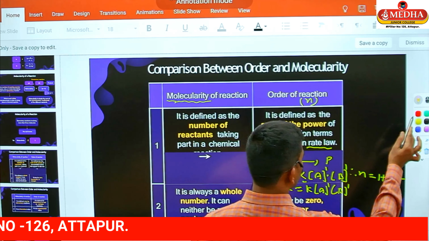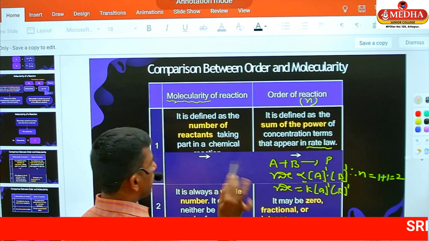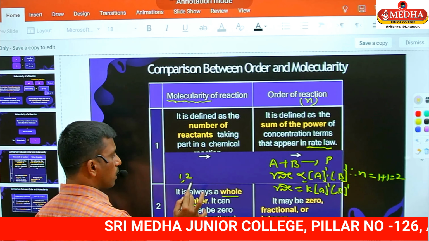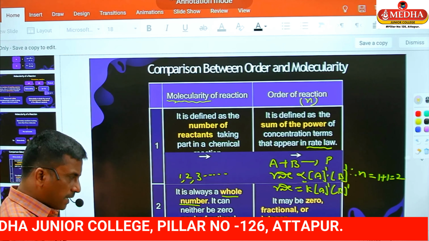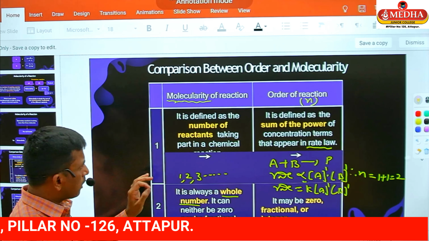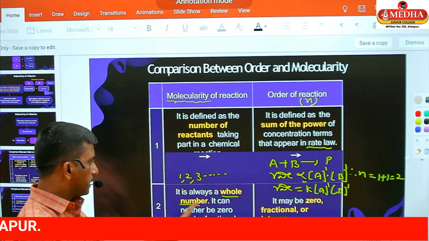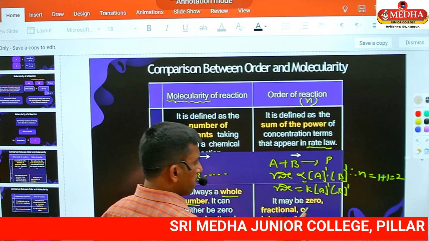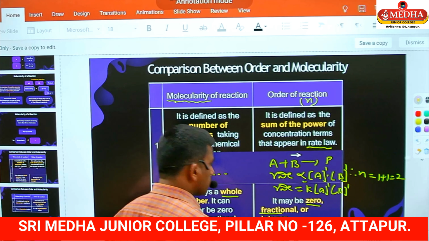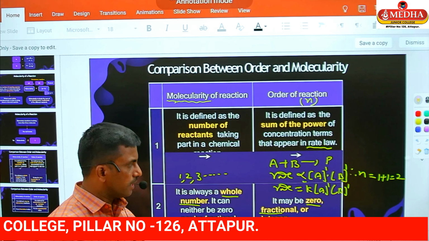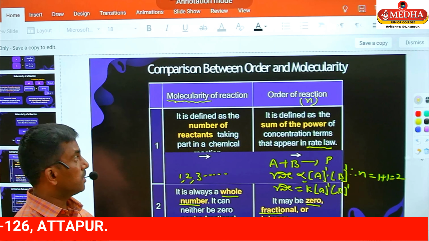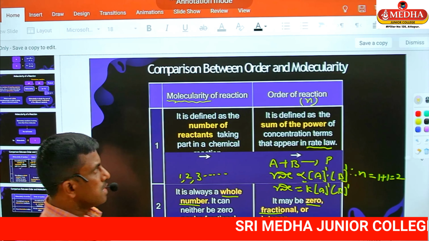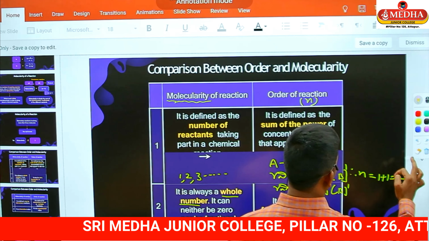Now one more difference is there between molecularity and order of reaction. Molecularity is always a whole number, like 1, 2, 3 and so on. It can be neither 0 nor fractional. But order of reaction may be 0, fractional or an integer. So molecularity is always a whole number, not a fraction and not 0. This is the second difference between molecularity and order of reaction.